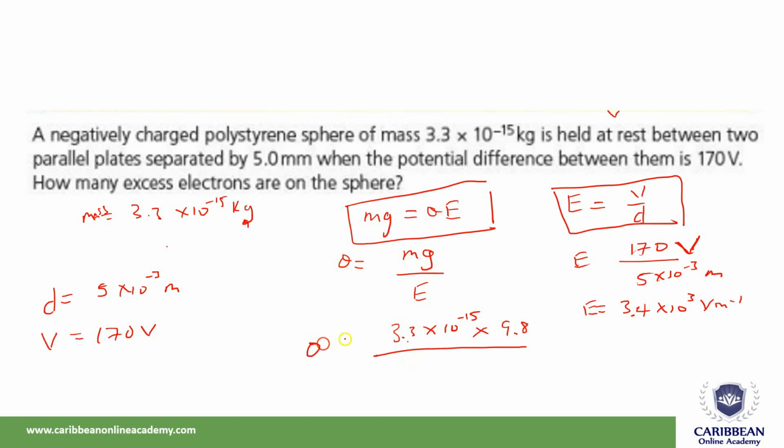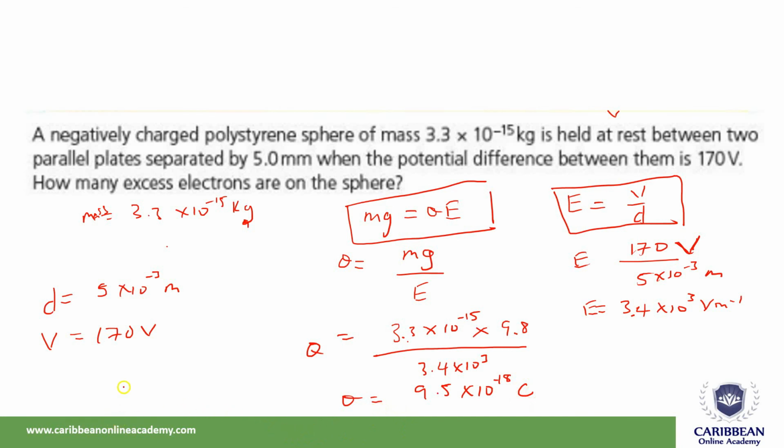So if we go ahead and do that, Q is equal to the mass times the gravity constant, the mass of the sphere, which is 3.3 times 10 to the minus 15, times 9.8, divided by 3.4 times 10 to the 3. This would tell us the overall charge, and the overall charge from this calculation is going to be 9.5 times 10 to the minus 18 coulombs.